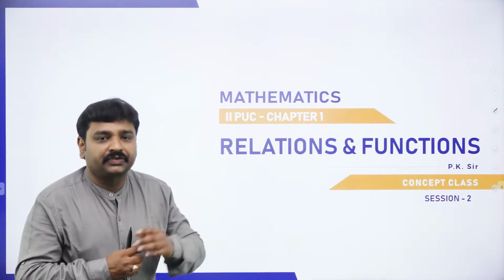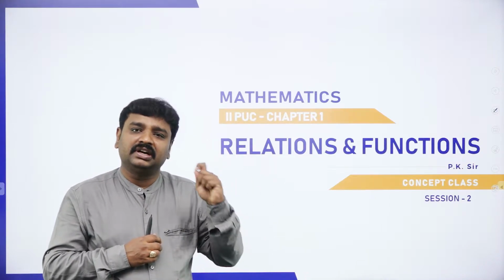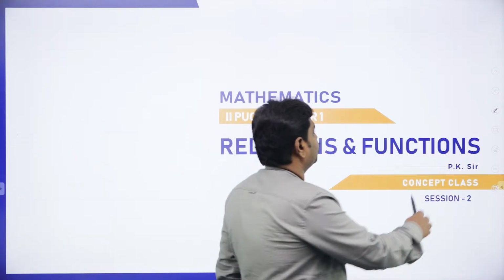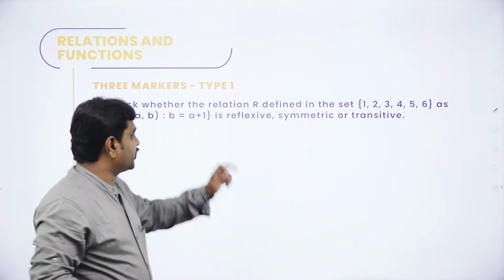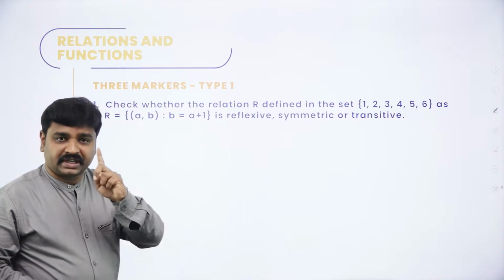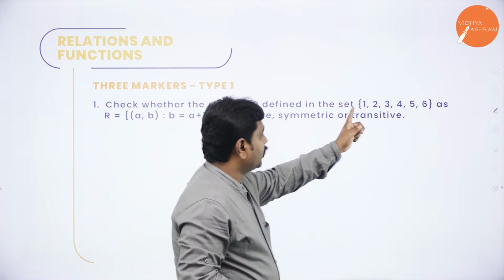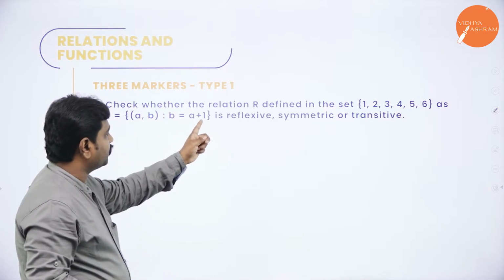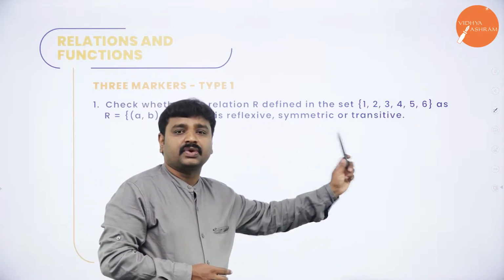Coming to the point, if you see the board papers, you have 3 mark questions appeared on relations. So, in that very first type we will discuss today problems to prove or verify whether the given relation is reflexive, symmetric and transitive or not. So, now 3 mark type 1. Now, we need to check whether the relation defined in the set {1, 2, 3, 4, 5, 6} given by (a, b) such that b = a + 1 is reflexive, symmetric or transitive or not.